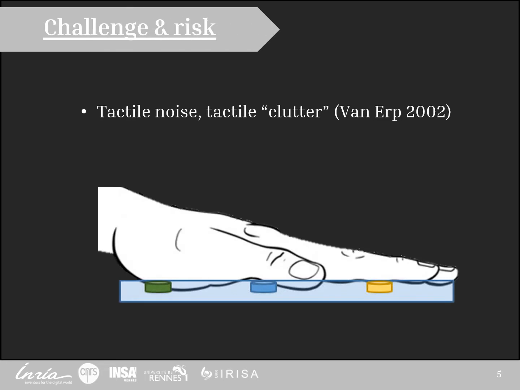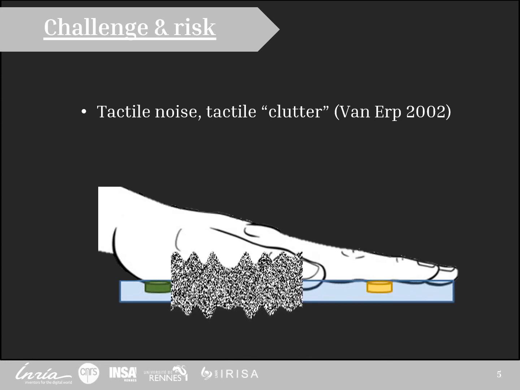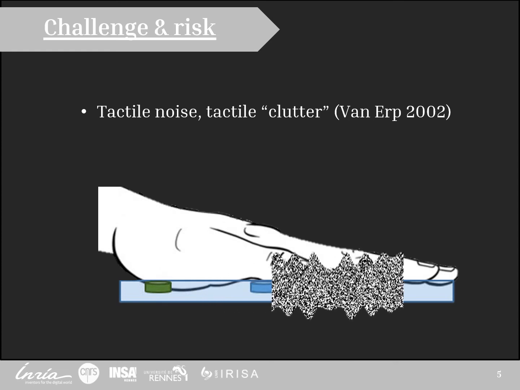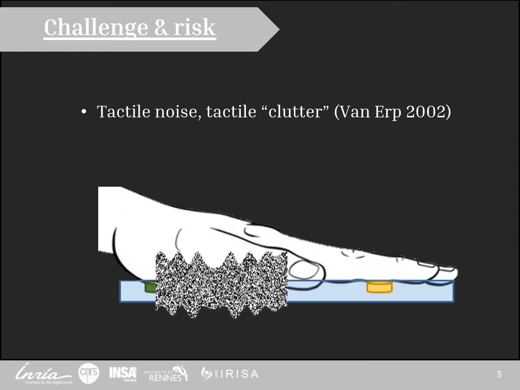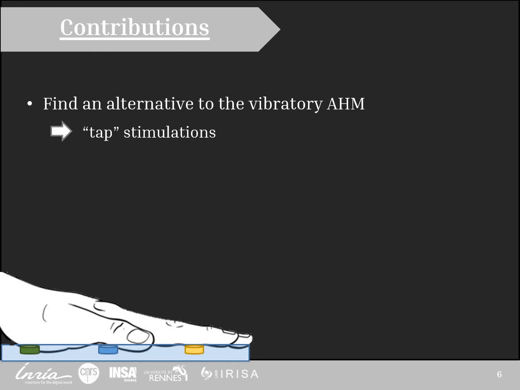However, transmitting complex vibratory messages or combining multiple vibrotactile signals represent a quite challenging task because of the risk of altering the perception or creating tactile noise, referred to as tactile clutter, especially during prolonged use. Thus, finding an alternative to vibrations for conveying the apparent haptic motion is a research topic of interest.